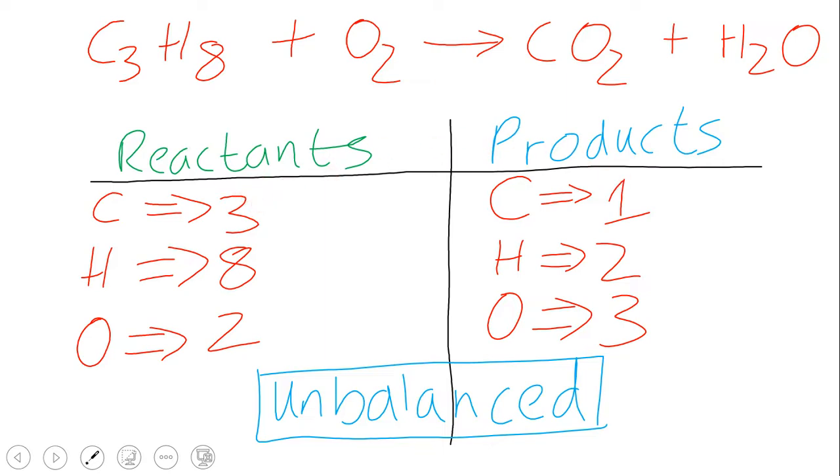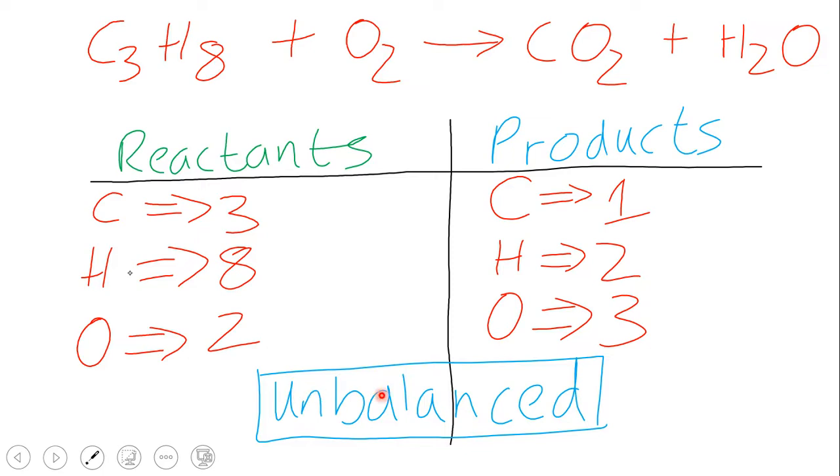It's unbalanced because if we look at our reactants, they don't have the same number as the products. In order for us to make it balanced, each one of the elements on the reactant side must have the same number as on the product side. If this is 3 for carbon, this must also be 3 for carbon. If this is 8 for hydrogen, this must also be 8 for hydrogen. If this is 2 for oxygen, this must also be 2. If only one of those elements doesn't have the same number, then the chemical equation is unbalanced. That's how you can identify if a chemical equation is balanced or not.